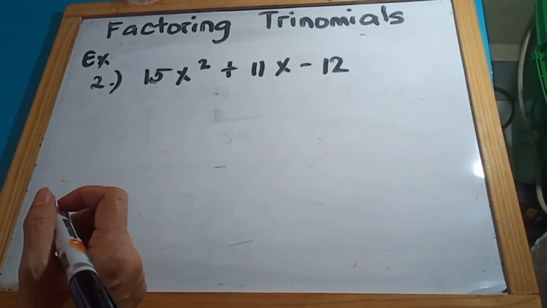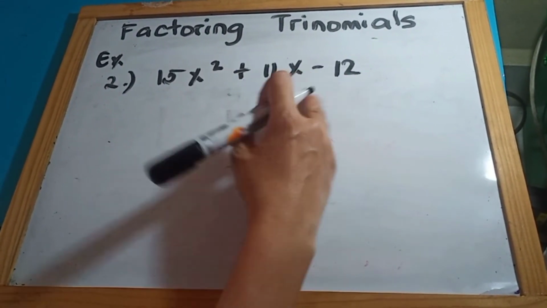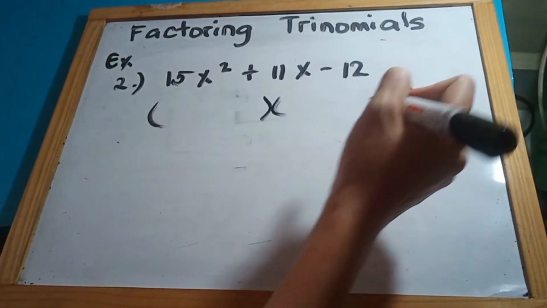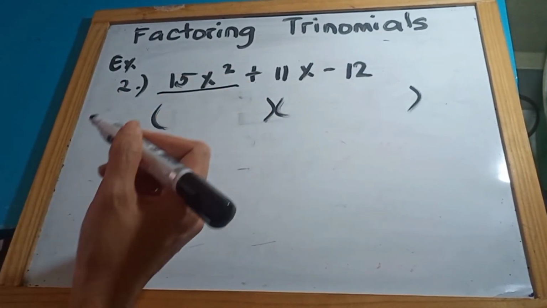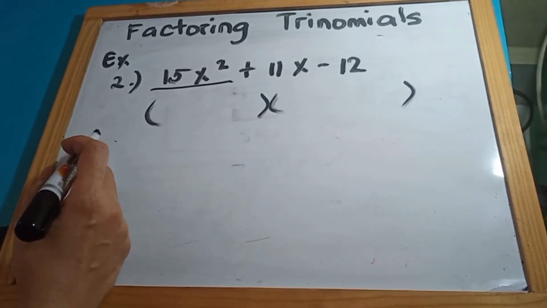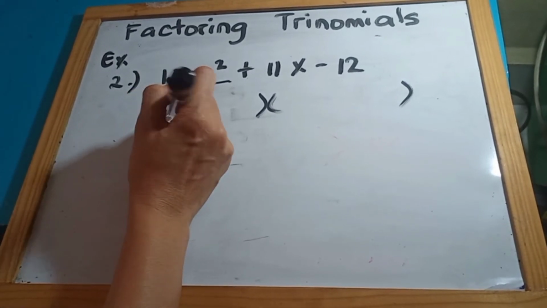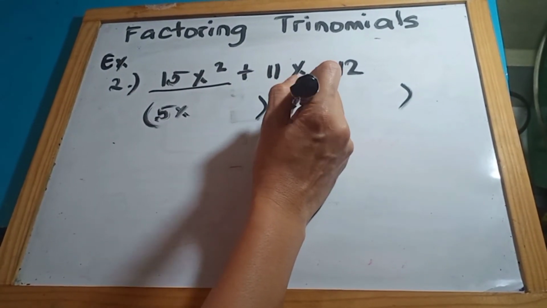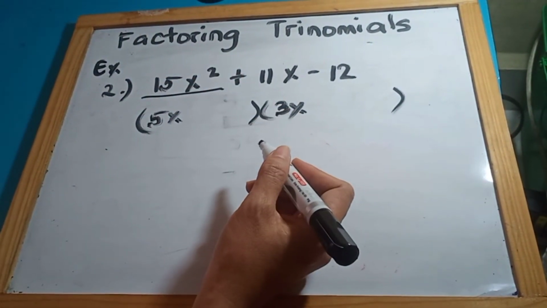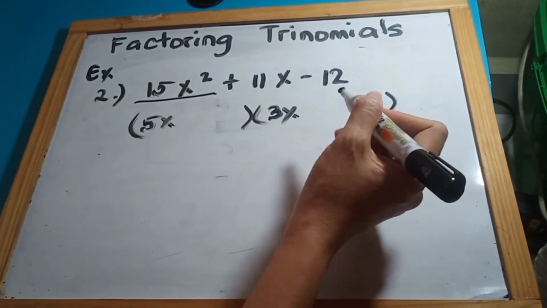Okay, so let's have another example. 15x squared plus 11x minus 12. So, let's have first the factor of 15x squared. So, ano yung factor ni 15? That is 3 times 5. So, pwede nating ilagay na 5x and also 3x. So, 5x times 3x is 15x squared. Negative yung sign niya. So, yung sign niya na naman dito is magkaiba.